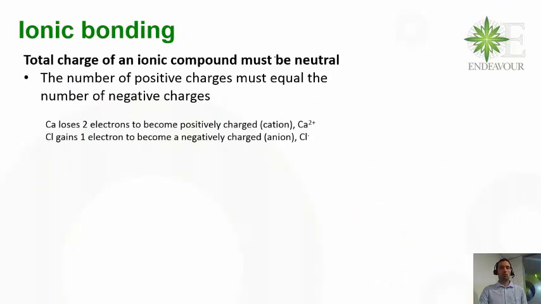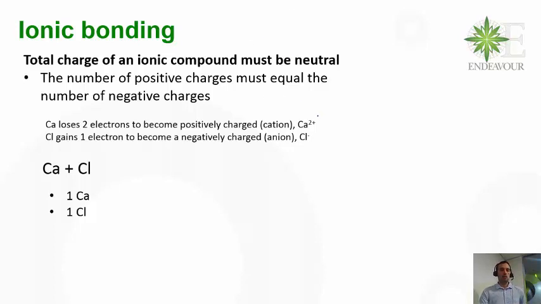So just like an atom, the overall charge of an ionic compound has to be neutral. Basically, this means that the positive charges of the ions have to equal the negative charges of the ions. So let's have a look at an example here where calcium and chlorine are going to come together to attempt to form an ionic compound.